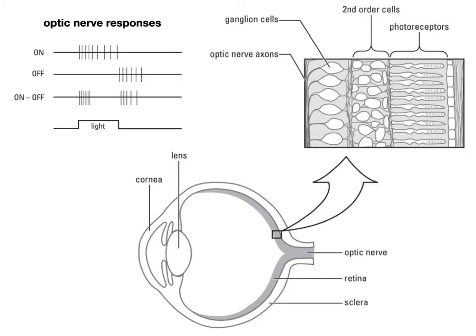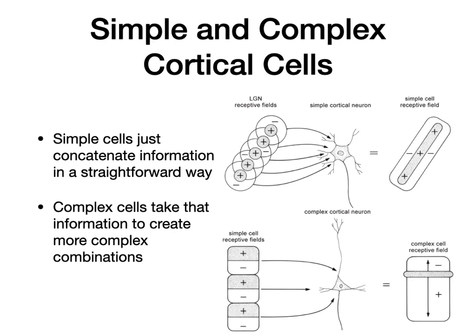So, on the way in, we start to see some simple combinations. So there are both simple and complex cortical cells. Simple cells just take information and concatenate it in a standard way. So what do I mean by concatenate? Well, you might have, say in this example here, 5 separate cells that are all doing this center surround thing, right?